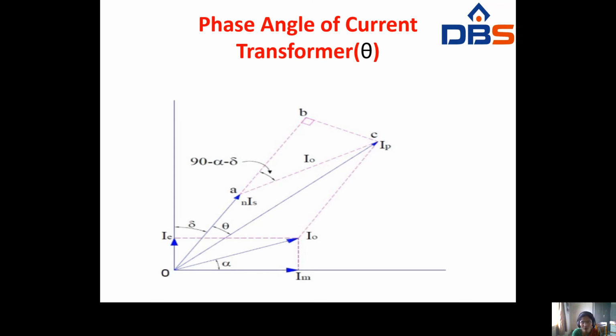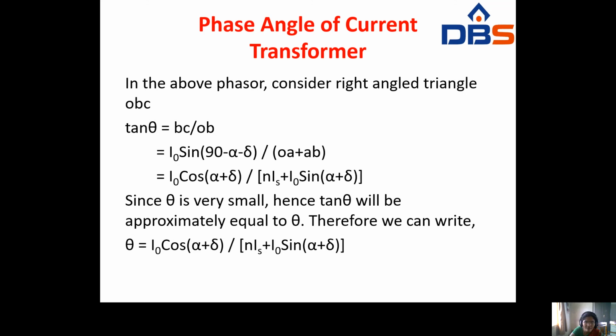As well as you have to find the phase angle of the current transformer, theta. For that you take the primary side phasor diagram, which you have written previously. In the above phasor, consider the right angle triangle OBC. Here tan theta is equal to BC by OB.